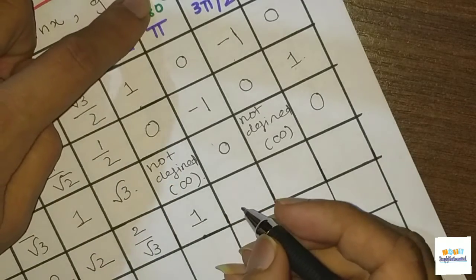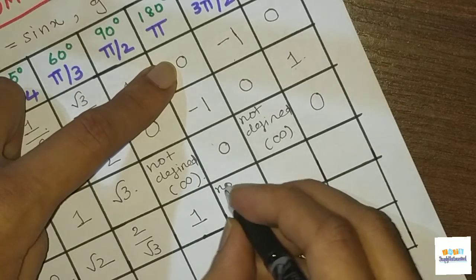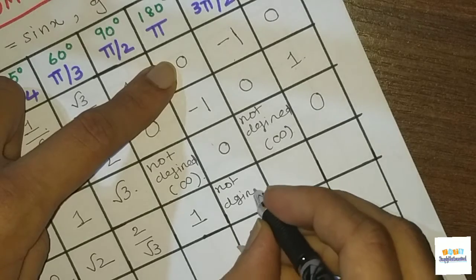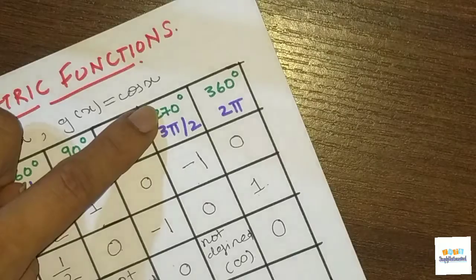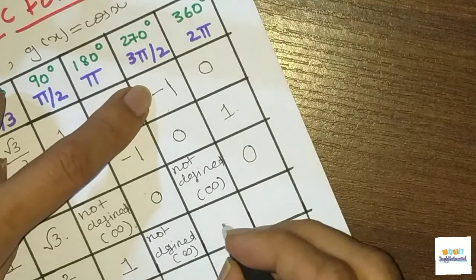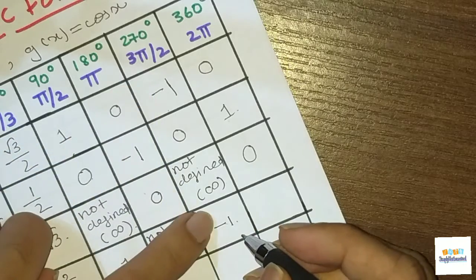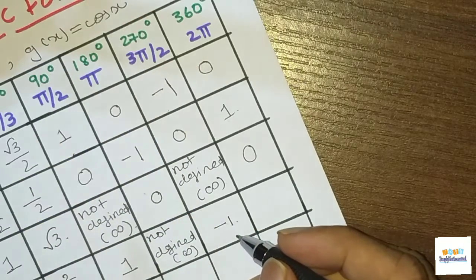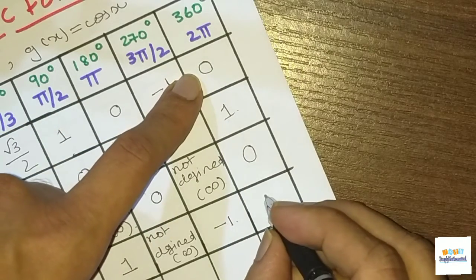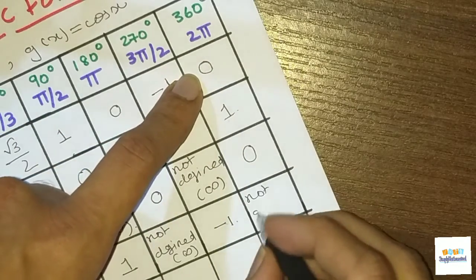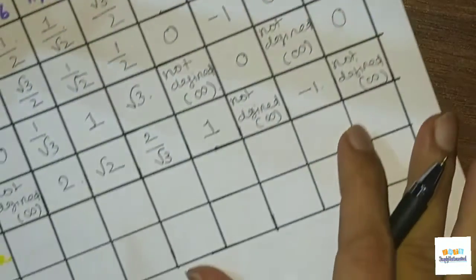Then cosec of 180, that is reciprocal of this value 0, that is 1 by 0, which is infinity. So this will be not defined. Okay, then cosec of 270, that is the reciprocal of this value, that is minus 1. Okay, 1 by minus 1, which is minus 1. Then cosec of 360 will be reciprocal of this value, which will be not defined. Okay, or infinity. So these are the values.